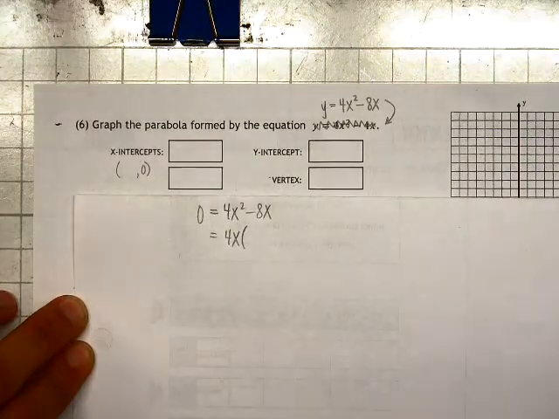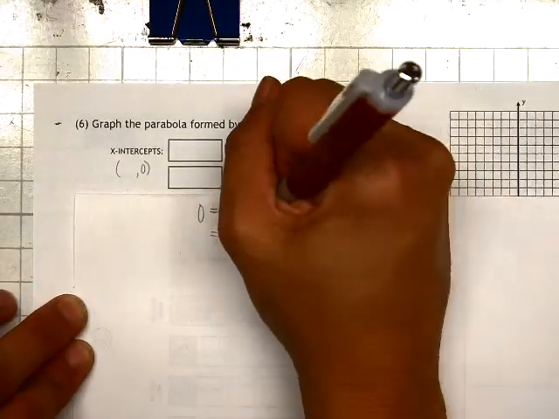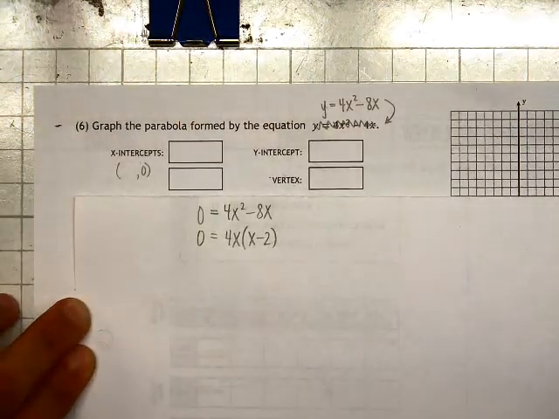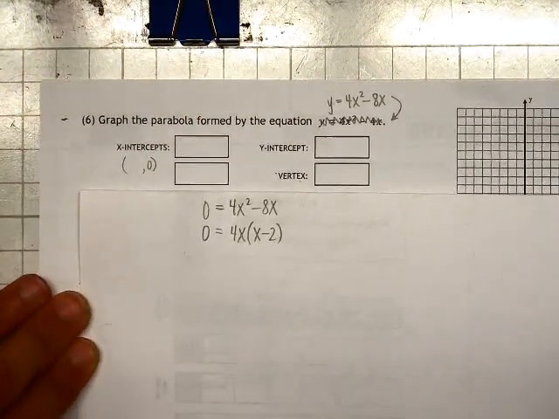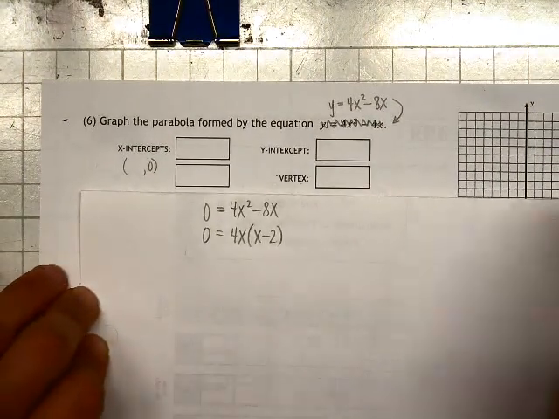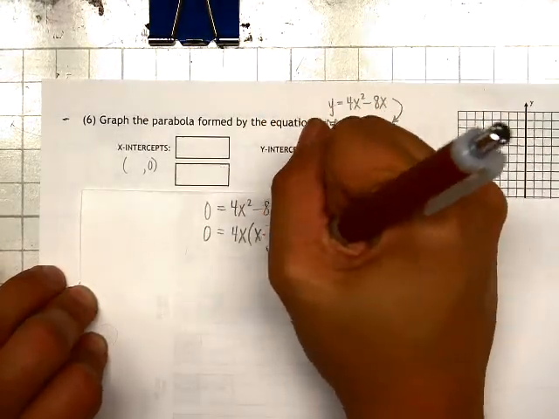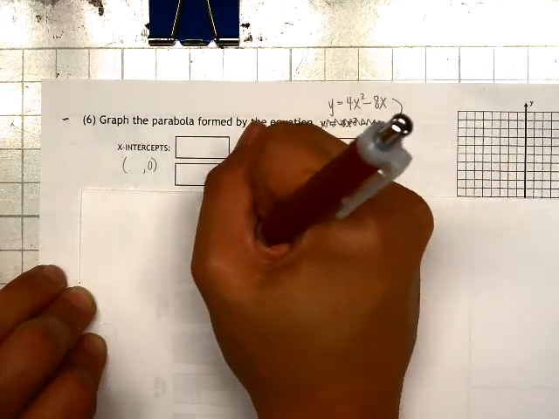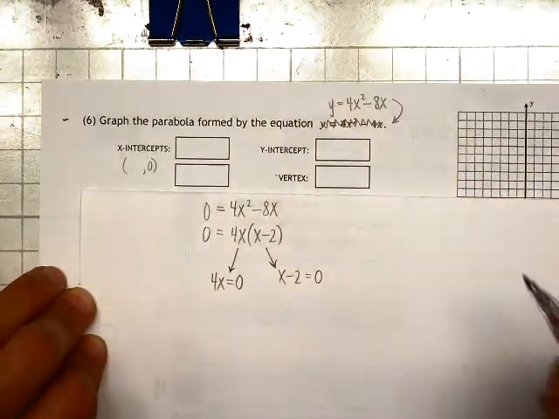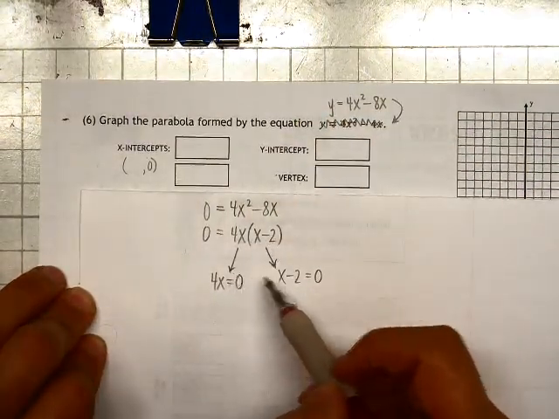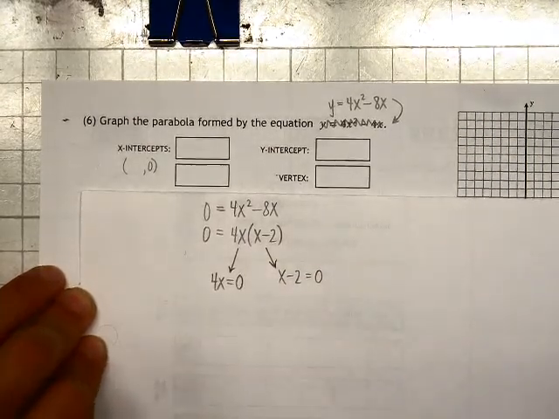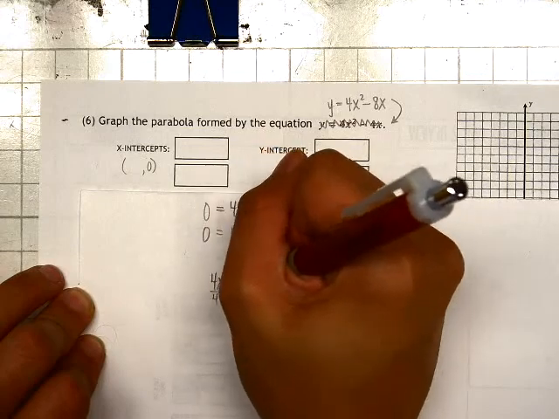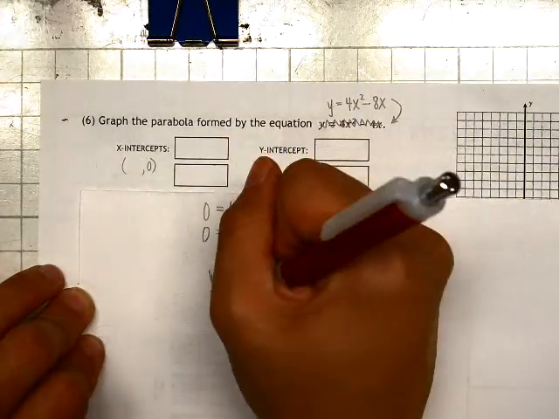So if I factor out a 4x, that would leave me with x minus 2, which now is still equal to 0, but is much easier to solve. We can use the zero product property, and we can take x minus 2 equals 0. That's one of our factors. We can also take 4x equals 0. Remember, anywhere there's an x, it gets equal to 0. If I solve the first one, 4x equals 0, by dividing 4 on both sides, we get x is 0.